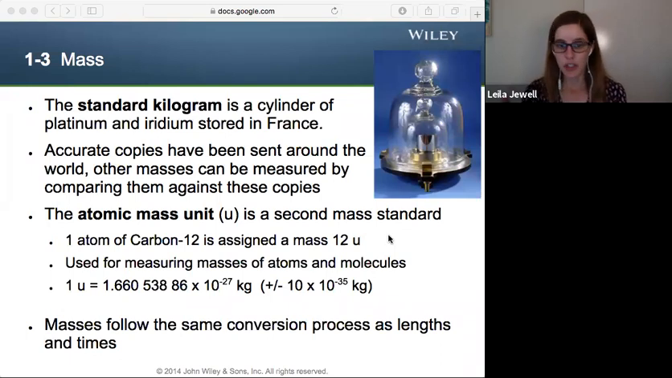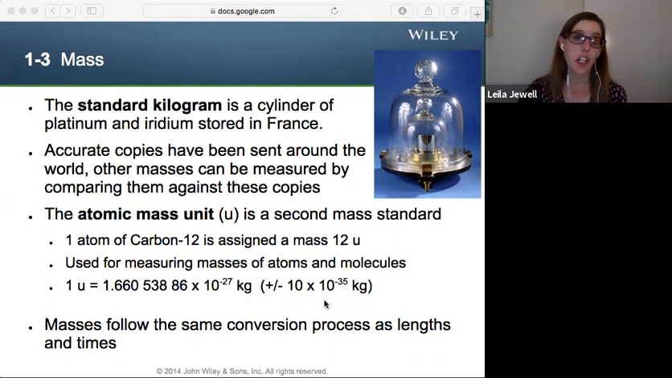So this is used for measuring masses of atoms and molecules, very small things, and you can convert between the atomic mass unit and kilograms with this factor of 10 to the minus 27, right? It's a tiny, tiny fraction of a kilogram. And interestingly, this is known plus or minus 10 times 10 to the negative 35 kilograms.